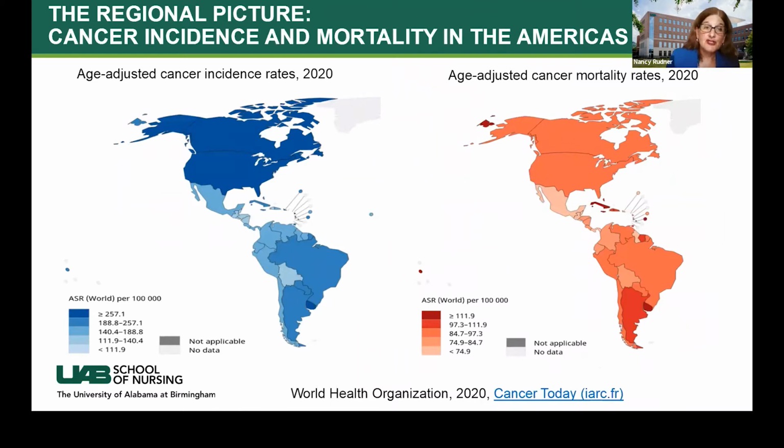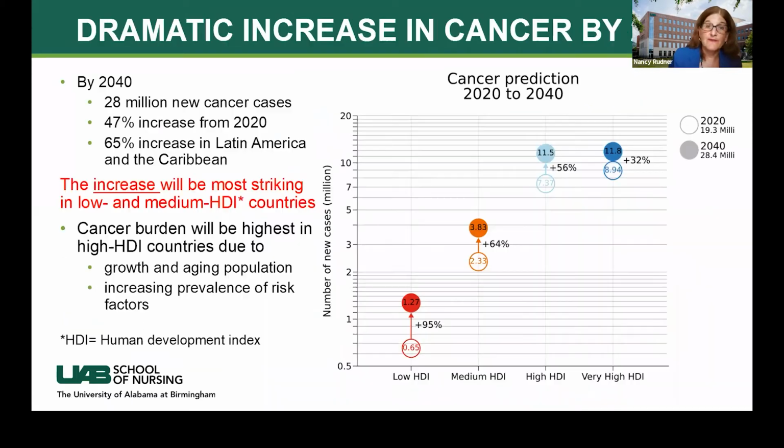And then regionally, if you look at the age-adjusted incidence of cancer, these are the, how common is cancer? In 2020, on the left-hand side of the screen in blue is the incidence. And on the right-hand side in pinkish, reddish, orange is the death rate or the mortality rates in the Americas.